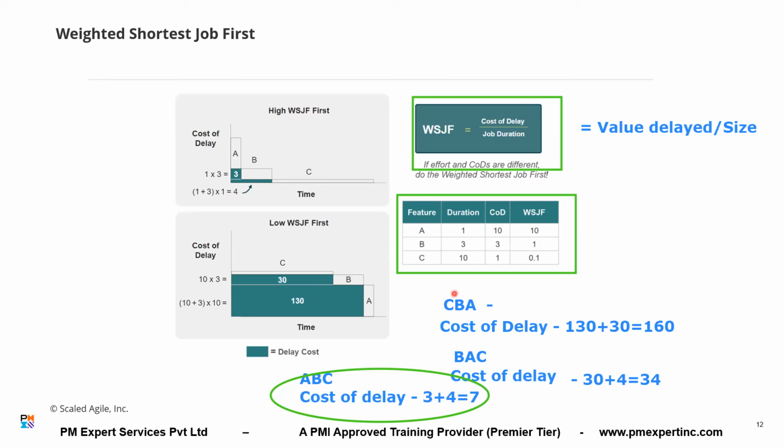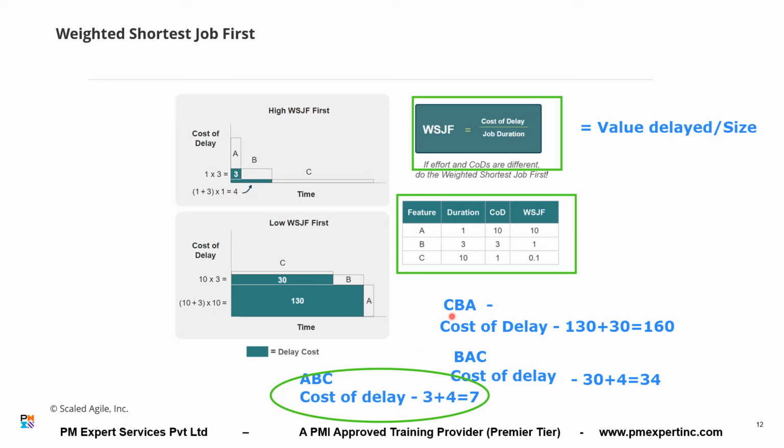Now, same thing I am doing here. If you don't prioritize well, if you don't address the highest priority first, you have to pay the cost of delay. And you have to choose the sequence which has the lowest cost of delay. Suppose I do C first, then B, then A. C I have already started, so there is no cost of delay for C. Suppose I have started C today.